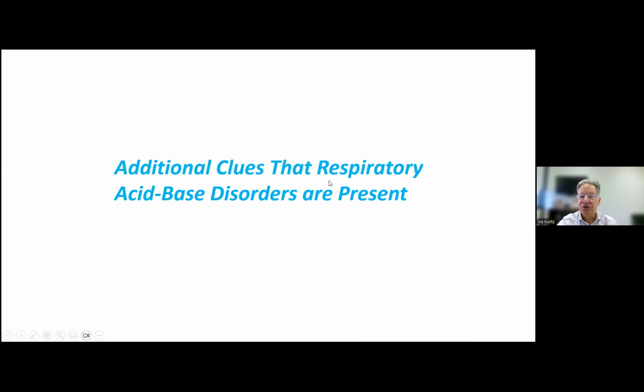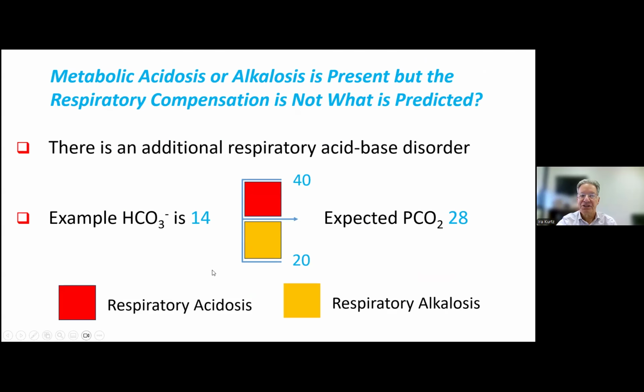What are some additional clues that respiratory acid-base disorders are present? And this is an important concept which fellows tend to need to be reminded of, and it's conceptually a little confusing: metabolic acidosis or alkalosis is present, but the predicted respiratory compensation is not present. It's not what you would predict. So let's look at this example.